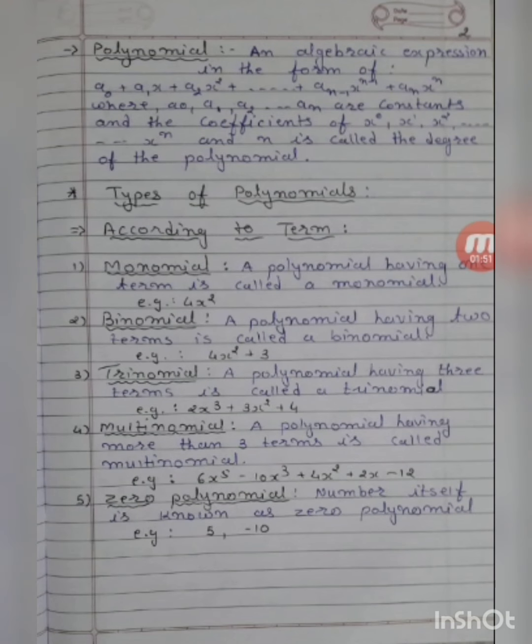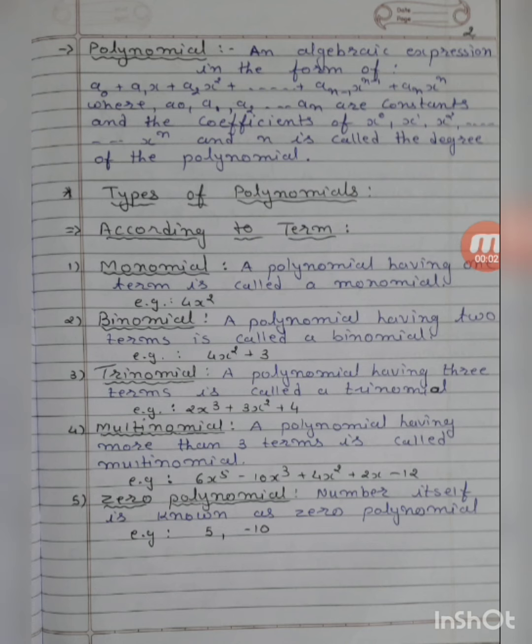Now next, polynomial. An algebraic expression in the form of a0 plus a1x plus a2x square plus ... plus a(n-1) x raised to n minus 1 plus an into x raised to n, where a0, a1, a2, ..., an are constants and the coefficients of x0, x1, x square, ..., x raised to n, and n is called the degree of the polynomial. Here n is the degree of the polynomial.